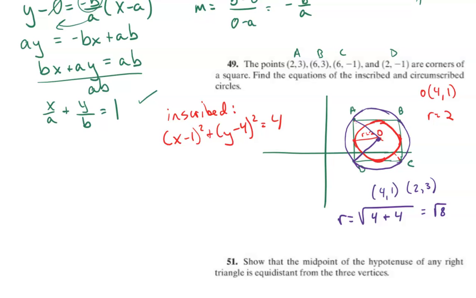Yes, root 8 can be simplified to 2 root 2. I don't need to do that, though, because I know that the very next step is writing the equation of the circle, and part of the circle has r squared in it, so I'm going to square that, and it's going to be an 8 anyway. Okay, so for my circumscribed circle formula, (x − 4)² + (y − 1)² = (root 8)², which is 8. Those are the two equations.